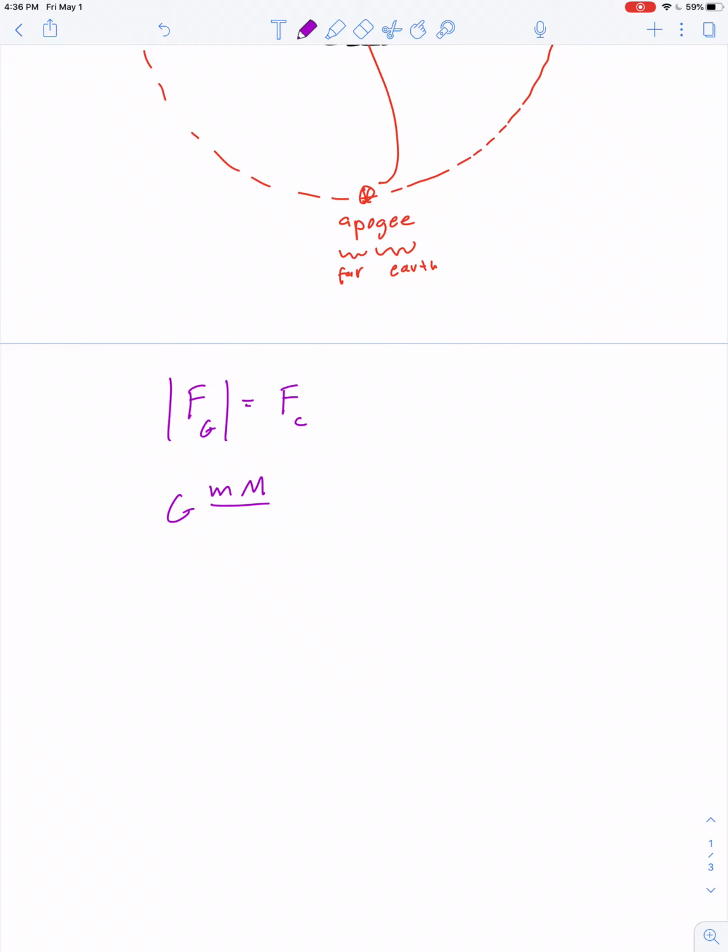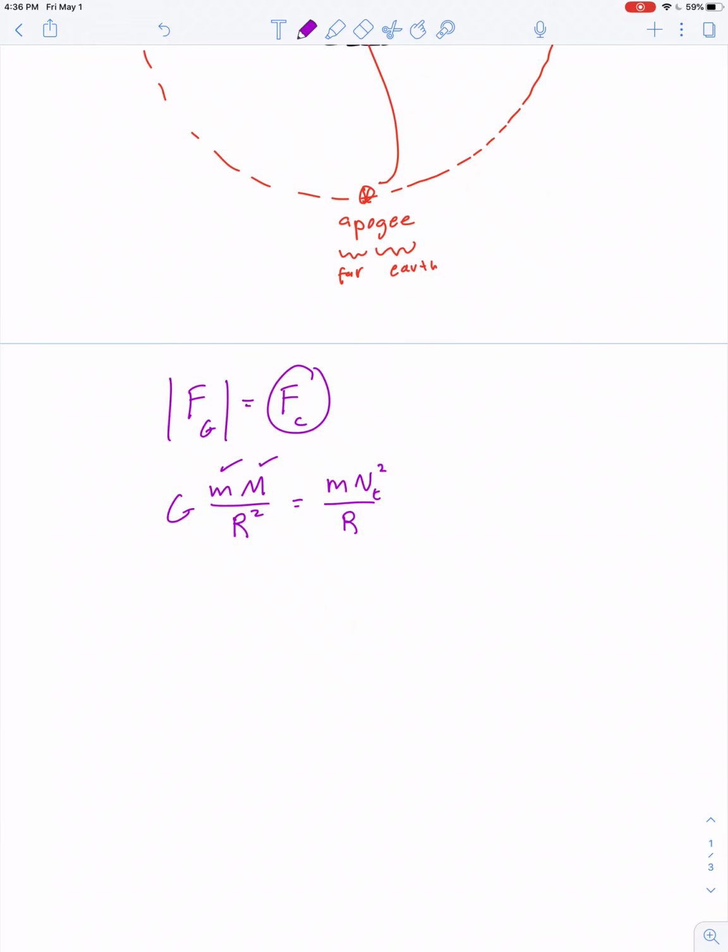So G times the mass of the projectile times the mass of the Earth divided by the radius of the Earth squared has to be equal to the centripetal force, which is the mass of the object that's moving in the circle, that's the mass of the projectile, multiplied by its tangential velocity squared, divided by the radius of the circle, which is the radius of the Earth. Isn't that right? mv squared over r is the way we calculate centripetal force.